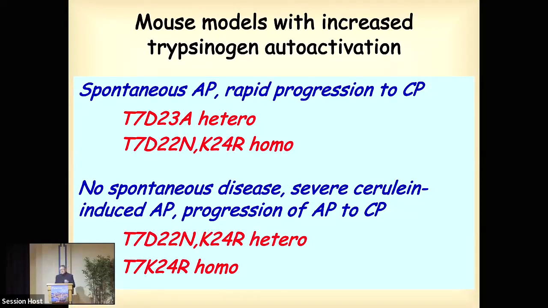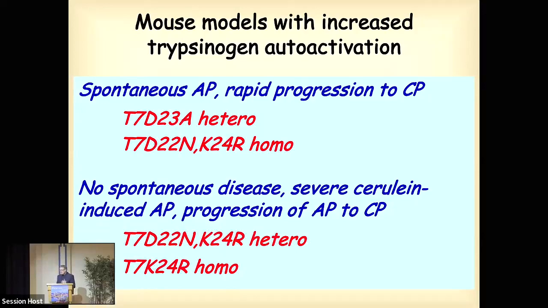Now, if you take mutations which drive trypsinogen activation to a lesser degree, you do not get spontaneous disease, but you can induce disease which is much more severe than in regular mice, and it spontaneously progresses to a chronic-like state. And these mice also do great, and each model is actually very valuable, because in the spontaneous model, you sort of model the human situation where we spontaneously get disease, but the induced model is much more controllable. So for experimental studies, it's probably better in certain situations.